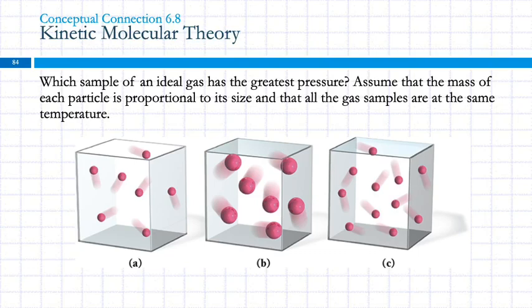Which sample of an ideal gas has the greatest pressure? Assume that the mass of each particle is proportional to its size and that all the gas samples are at the same temperature. It looks like the containers are all the same volume. So these particles are heavier and these particles are lighter. These look about the same size as those. Which of these is going to have the largest pressure? The biggest pressure.